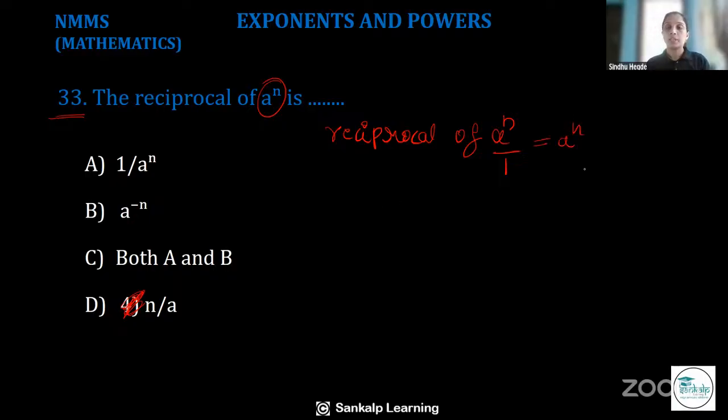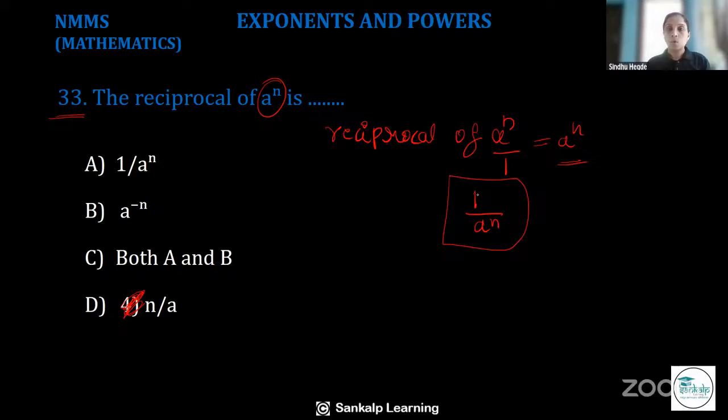We have to find out the reciprocal for this one. We can write it in two ways. A raised to n, as 1 by a raised to n. Do the reciprocal: 1 goes to the numerator and a raised to n comes to the denominator. So it becomes 1 by a raised to n. This is one reciprocal answer for a raised to n.